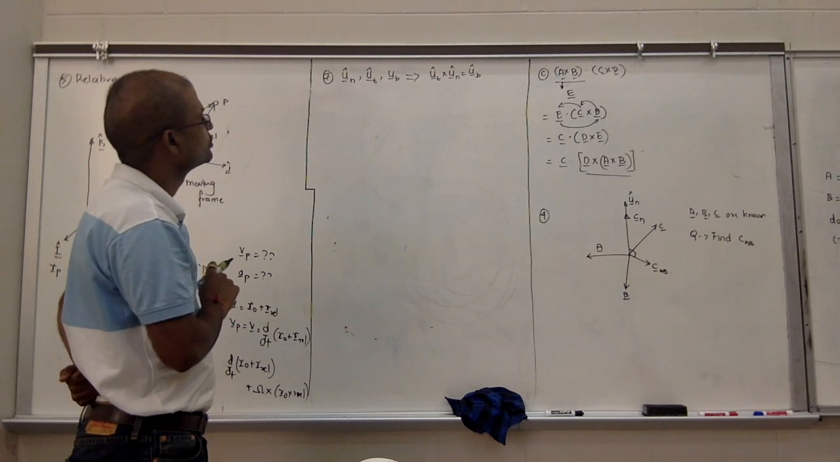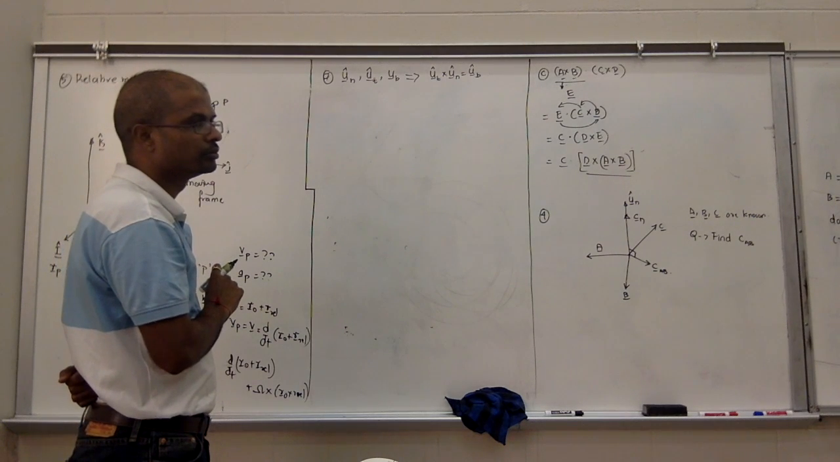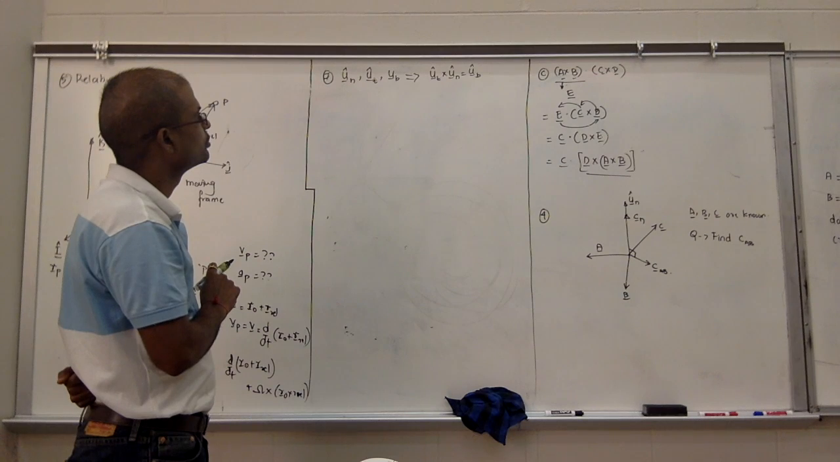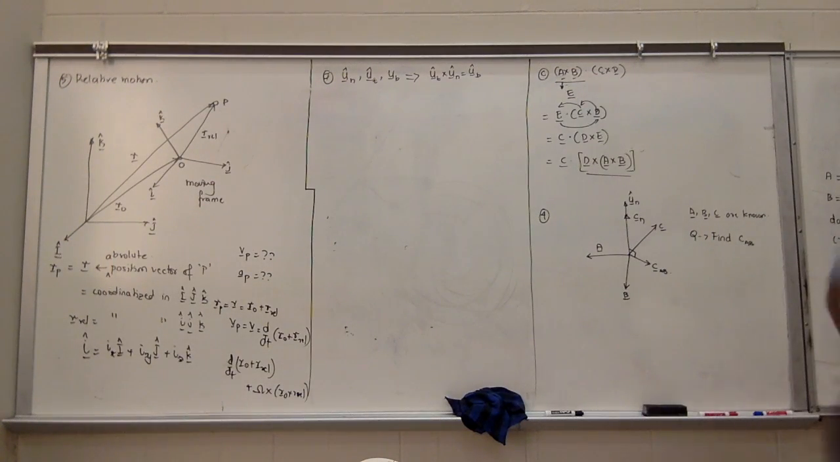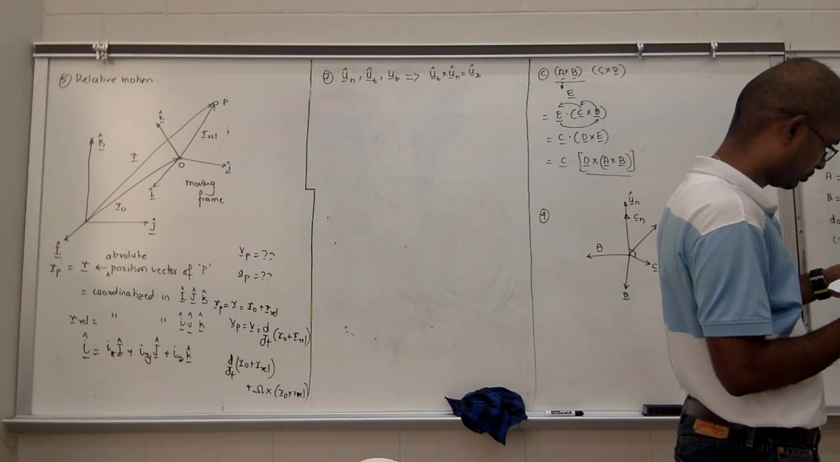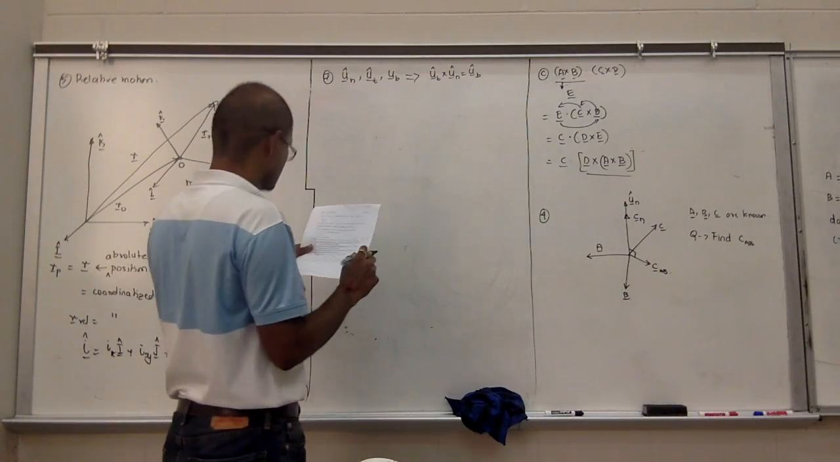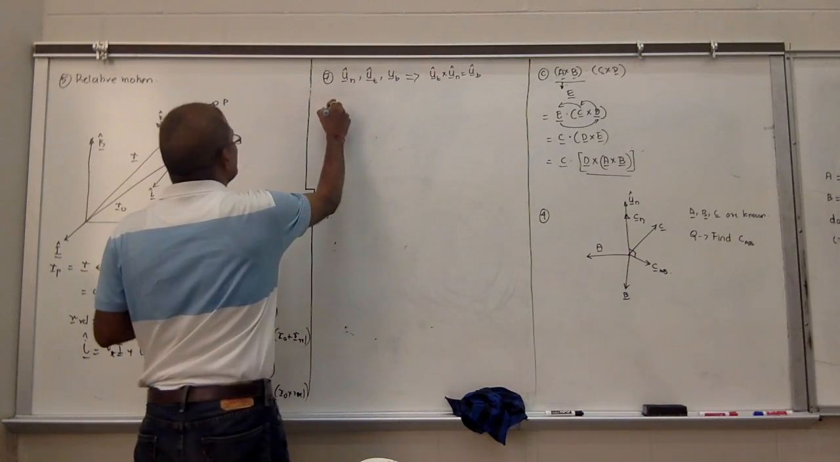What do you need to prove? The paper says use the backpack rule to show that UB cross UT is equal to UN, and then UN cross UB is equal to UT. So you have to show. This is given, right? We'll start with the given.